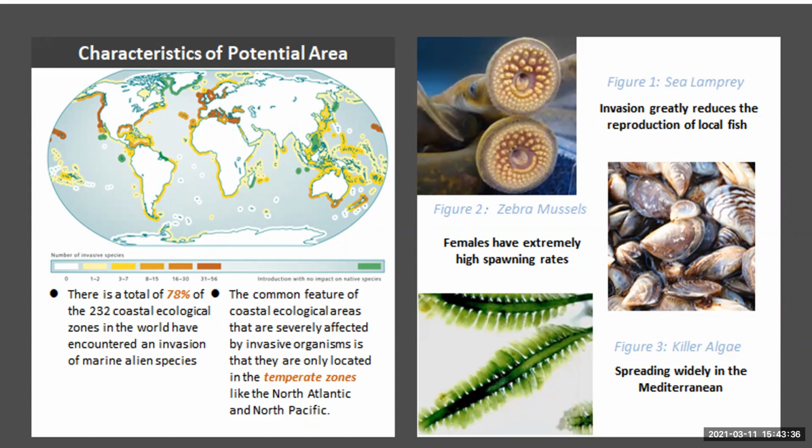Look at the right side of the slide. Here are some examples of the most threatening invasive species caused by human activities, which is zebra mussels. It has a high spawning rate and excessive numbers have greatly reduced the local algae. The killer algae spreads widely, taking away the original marine life's food and habitat. And the last one is sea lamprey. It is highly aggressive, so its invasion greatly reduces the reproduction of local fish. Let's move on to Scarlett's part.